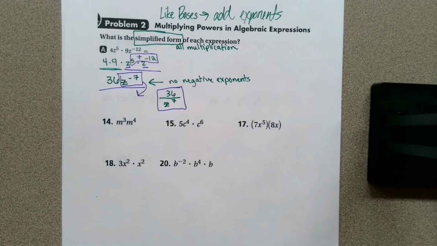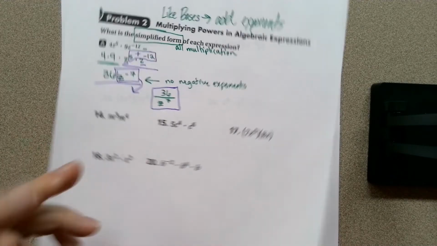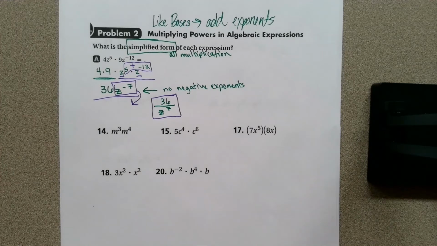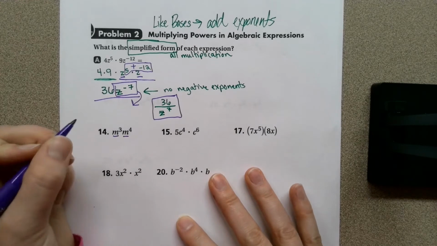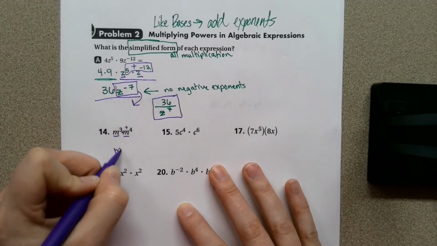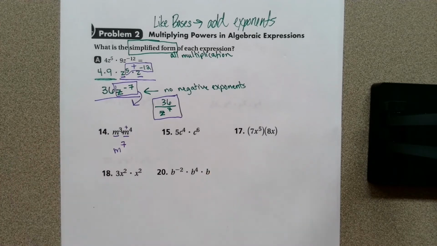If we look at the next one, number 14, again, we're trying to identify all of our like bases. Both variables in this expression are m's, which means they're like bases, and because they're like bases and we're using multiplication, we add their exponents, which gives us m to the 7th power.